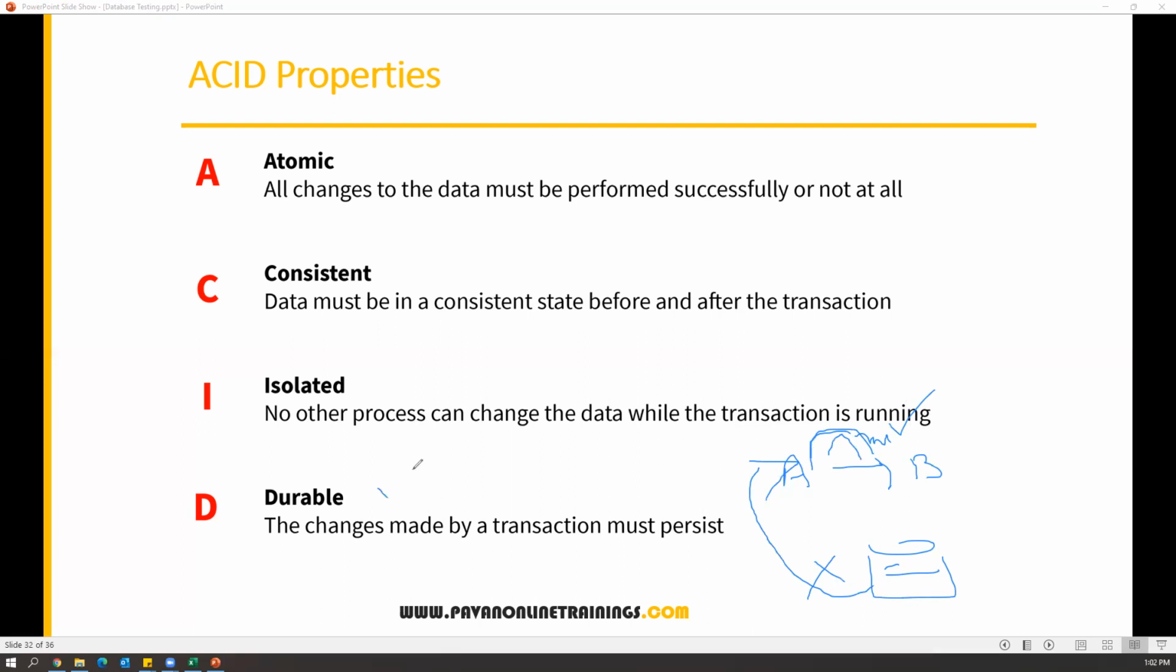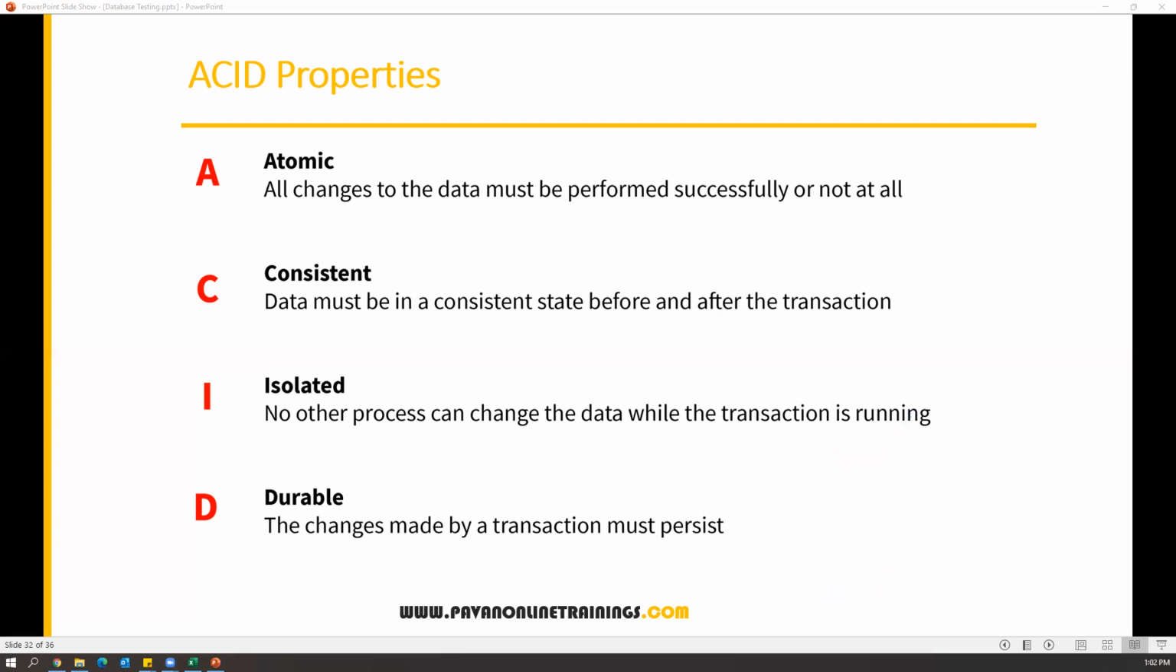That's called durability. Because of any impacts or changes, like the database going down, the system shutting down, or the network connection failing, the data should not be impacted. That's called durability. The changes made by the transaction must persist in the database. So these are the four important ACID properties which we need to test as part of our database testing.